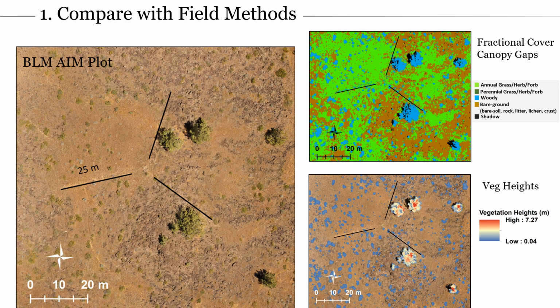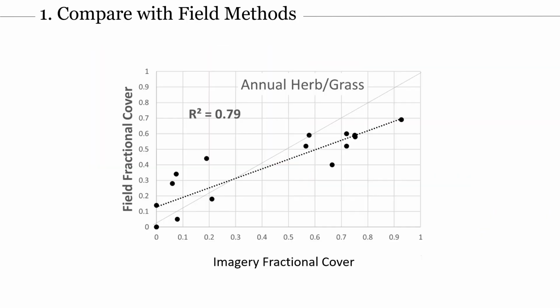So I'm going to show you just one result from this study. Cheatgrass is an invasive species in this part of the world. It's become kind of a problem. So what you're seeing here is a scatter plot for fractional cover of annual grasses. The horizontal axis shows fractional cover estimated from drone imagery. The vertical axis is the estimate from field measurements.